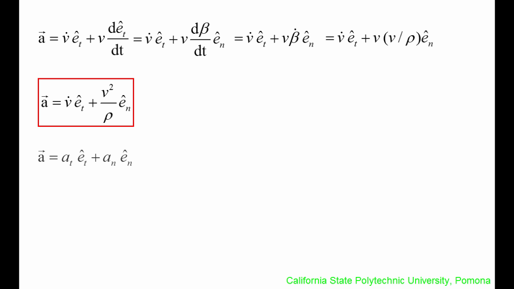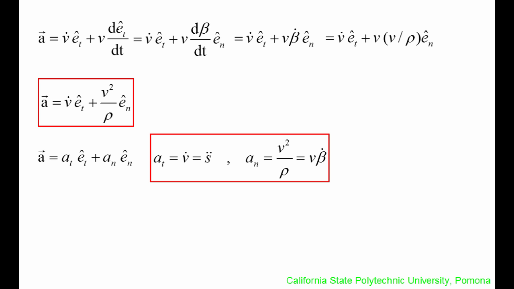Taking a closer look at the equation, we see that the total acceleration is due to the acceleration in the direction tangent to the path plus the acceleration normal to the path. The tangential component is labeled a sub t and is equal to v dot. The normal component is labeled a sub n and is equal to v squared divided by rho. The magnitude of the acceleration is the square root of a sub t squared plus a sub n squared.